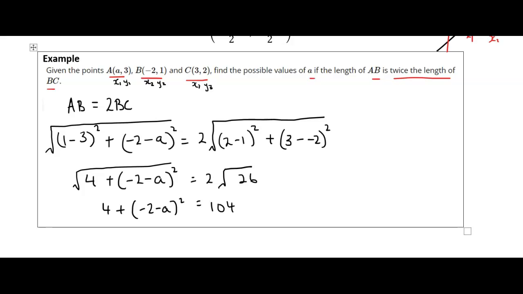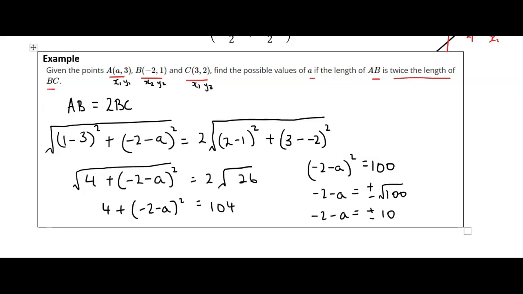All right. I feel like I should keep solving this, so let's keep doing it. So we've got 4 and 104, so that's going to make the right-hand side 100. So then I'm going to be left with negative 2 minus a squared equals 100. And then the squared, I'm going to take the square root of both sides. Now, whenever you take the square root of a number, make sure you do plus or minus. All right, so it's going to be negative 2 minus a equals positive or negative 10.